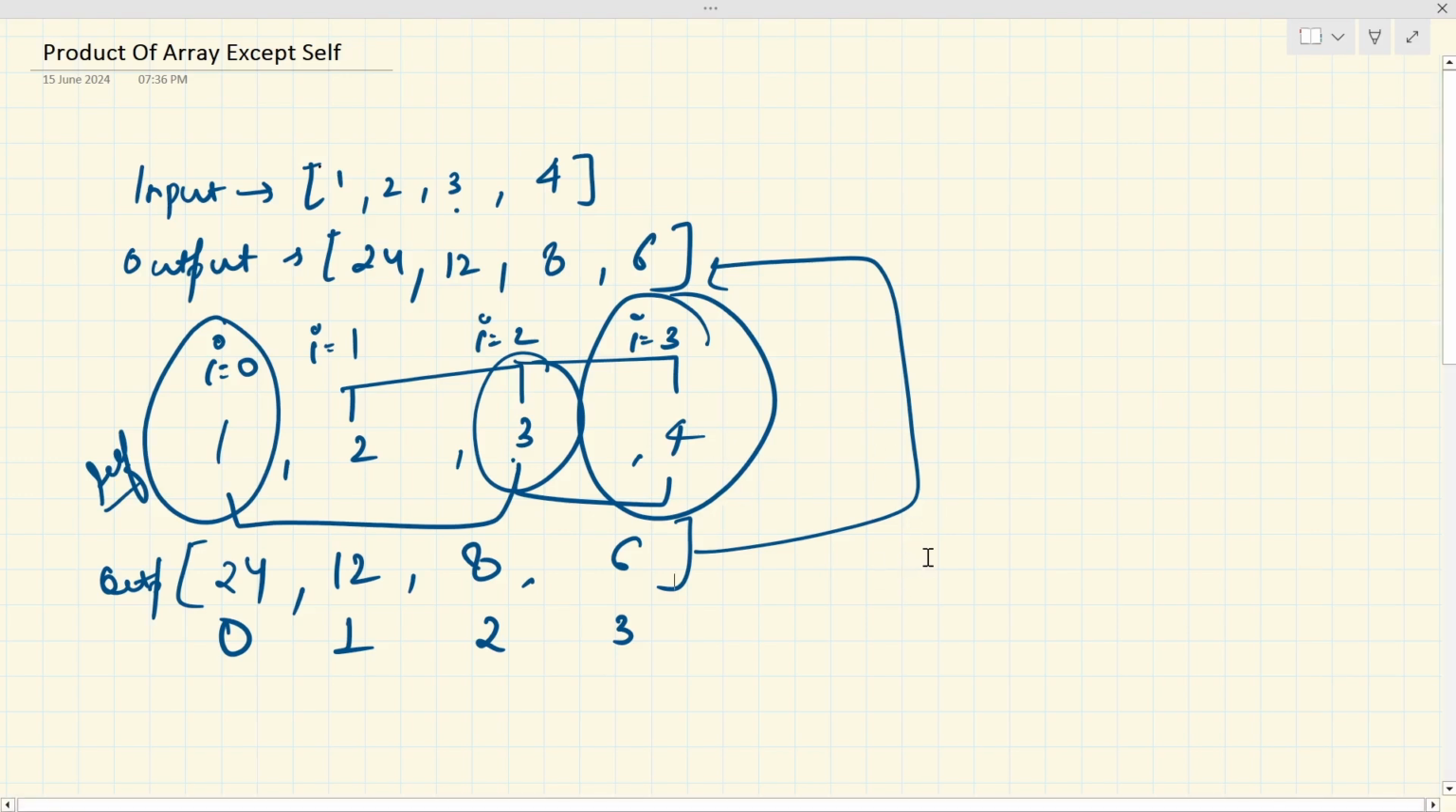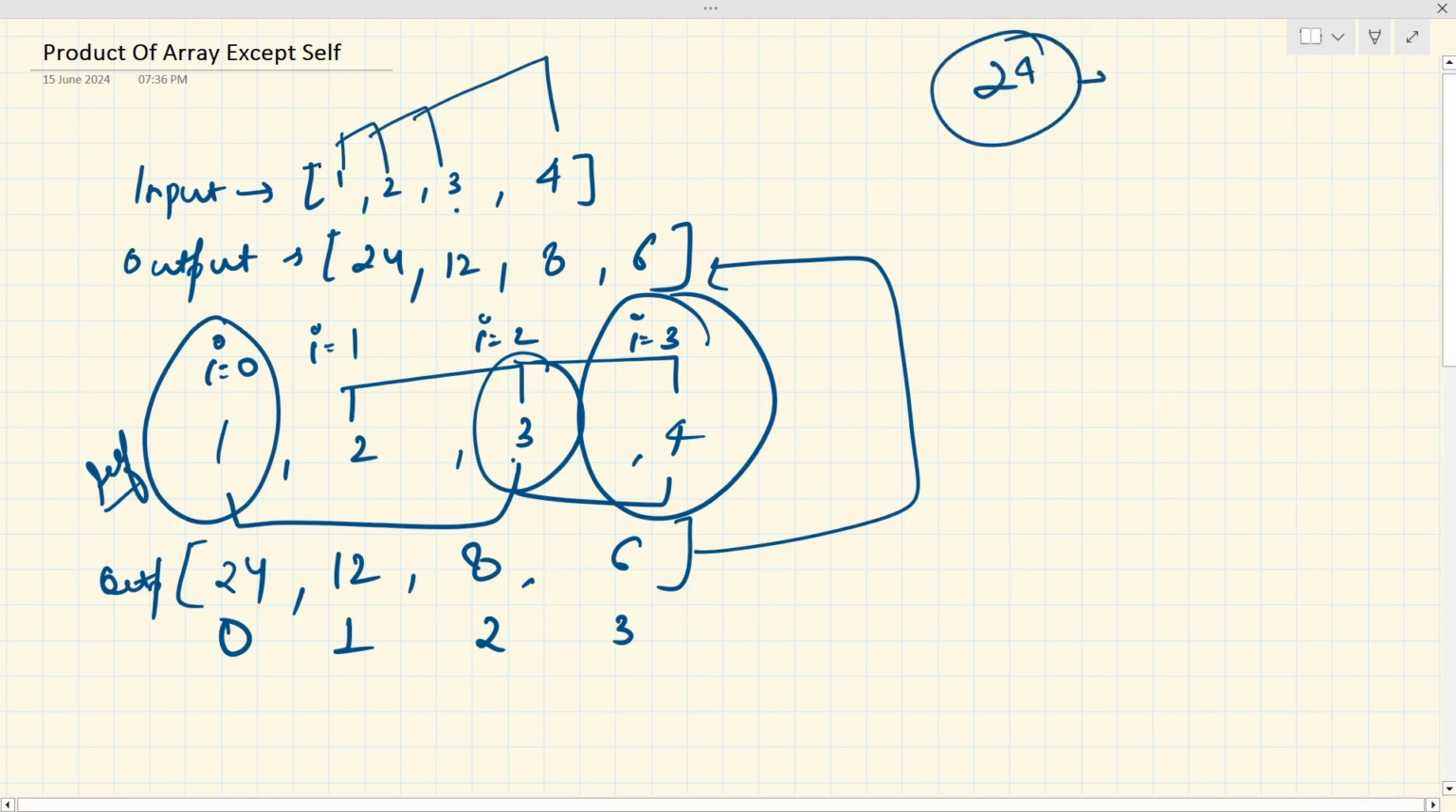Now what should the basic approach be? If I see the input and output, the approach will be that we have an input and we multiply every number, which means we are finding one fixed value. If you multiply all the numbers, it will be 4 times 3 is 12, 12 times 2 is 24, and 24 times 1 is 24.